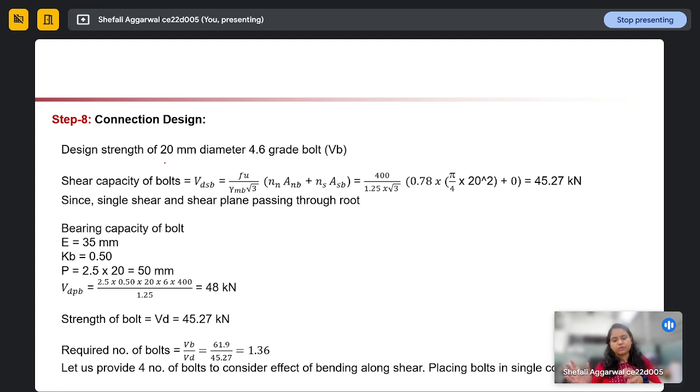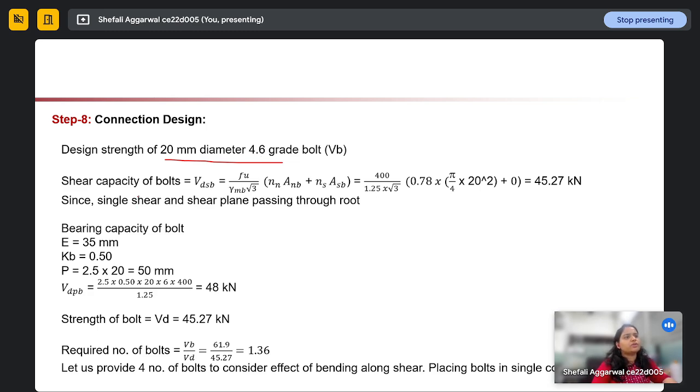Okay. Next is the connection design. First, we designed our column and calculated how many battens we require and everything. Then we go to the design of our battens. And lastly, we will go to our connection design. So we are assuming that we are using 20 diameter bolts. And it is given to us that the grade of our bolt is 4.6.